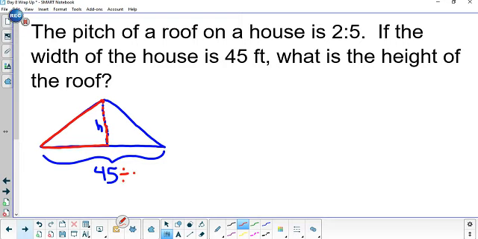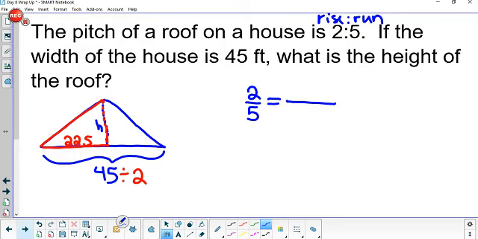So this 45 needs to be cut in half. Half of the width of the house is 22.5. That will allow us to set up a proportion. Remember, pitch is rise to run. So we can write it as 2 over 5 equals, and we are looking for the height. Height is rise. We now know the run in the one portion of the roof is 22.5. So we can now look at solving that.